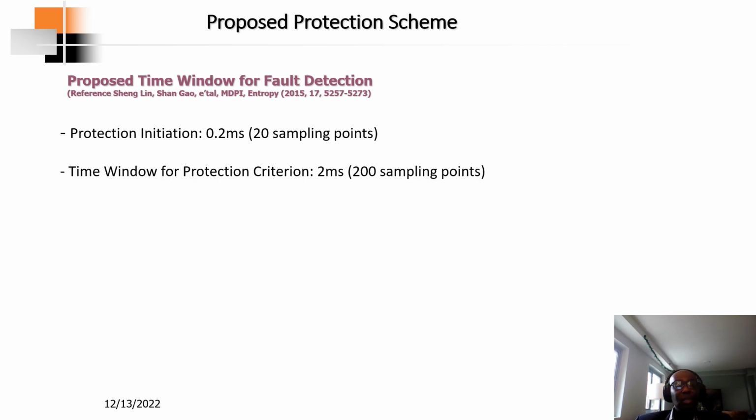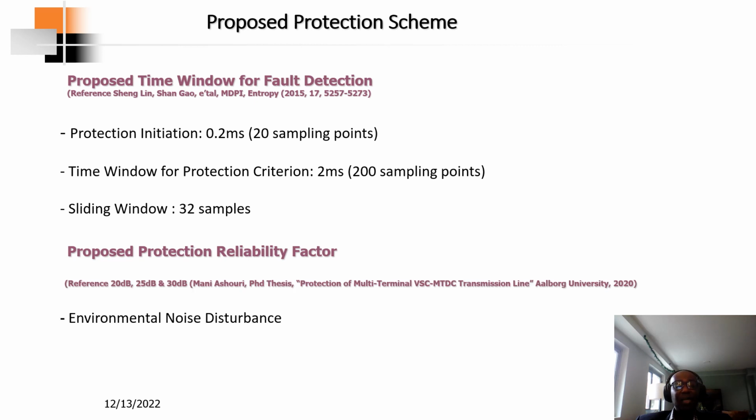So next is the protection window for fault detection. Before protection starts, I have a delay of about 0.2 milliseconds. Then the window for the protection criterion is about 2 milliseconds, and a sliding window is about 32 samples. Okay, so the reliability factor is based to account for uncertainties, that is noise, disturbance, and lightning and switching disturbance. And this actually applies to the AC side, right?